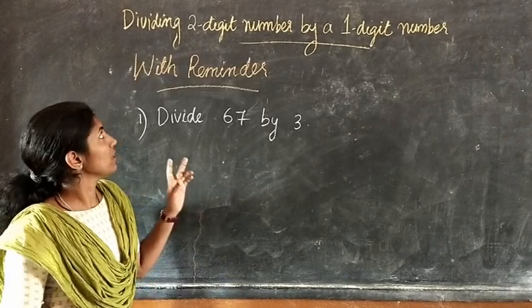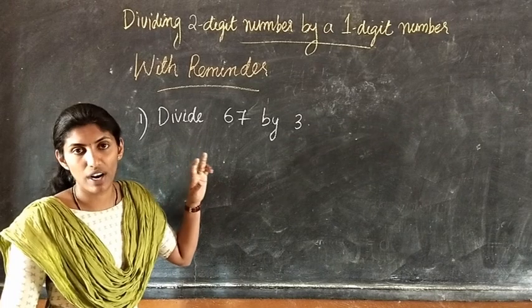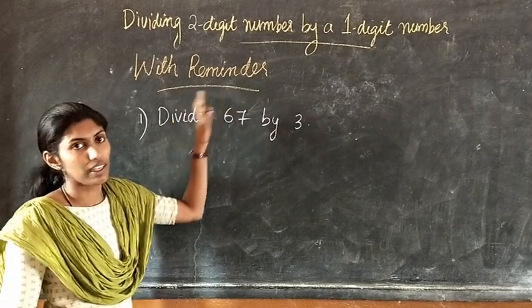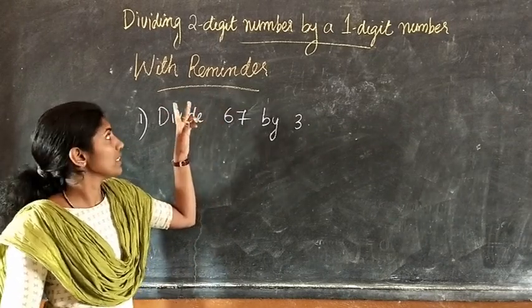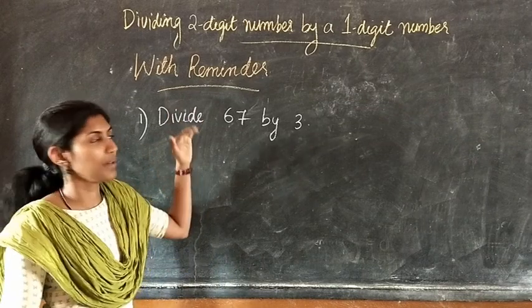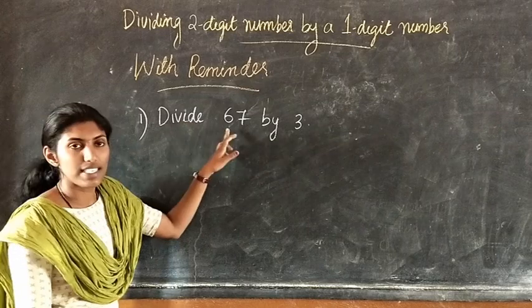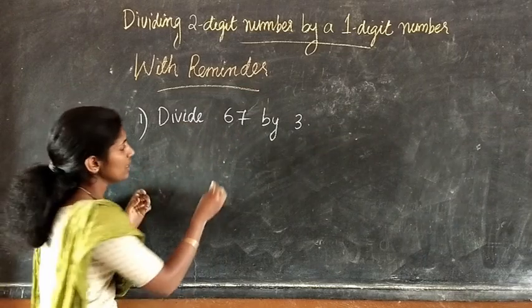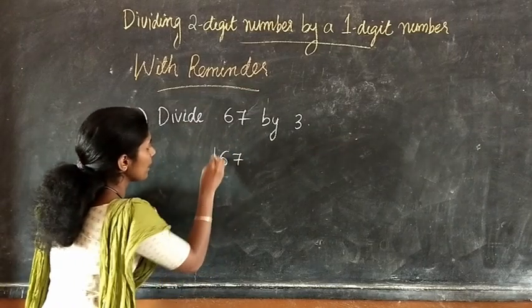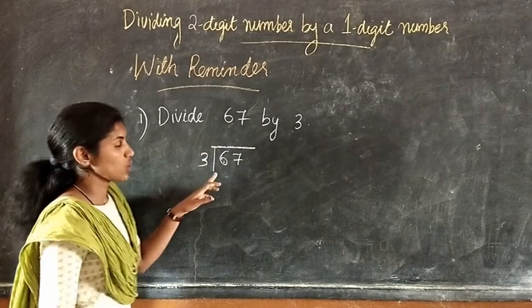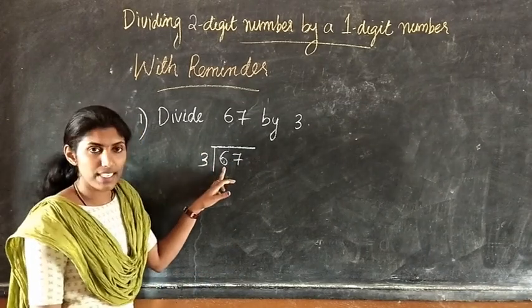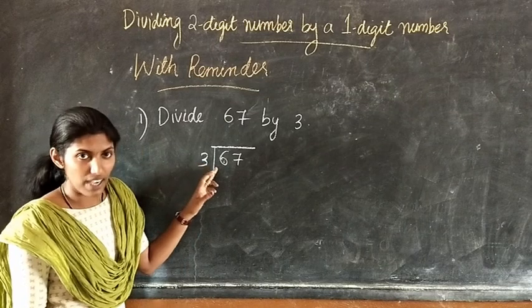Then next topic, dividing a 2-digit number by a 1-digit number with remainder. In the last 3 questions, we saw that the remainder is 0. Here some difference is there. The first question, divide 67 by 3. 67 by 3. So first step, we have to divide the tens digit of the dividend by the divisor 3.